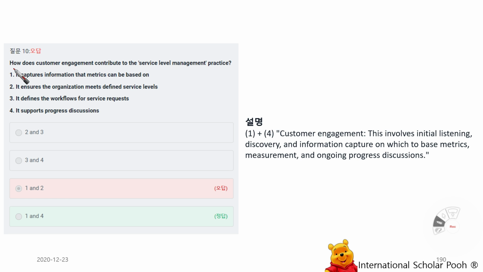How does the customer engagement contribute to the service level management practice? Capture information that metrics can be based on. It supports progress discussions. Customer engagement is involved in initial listening, discovery, and information capture, on which to base metrics, measurement, and ongoing progress discussions.